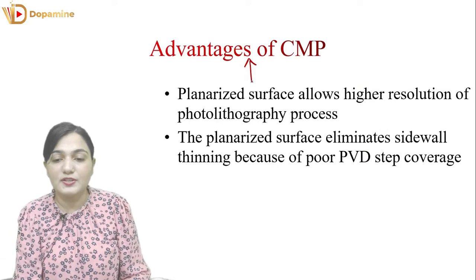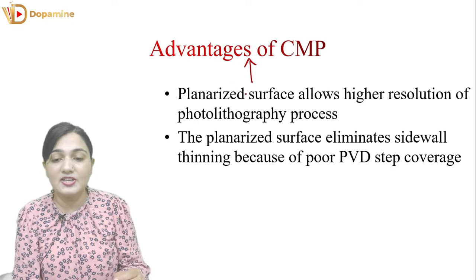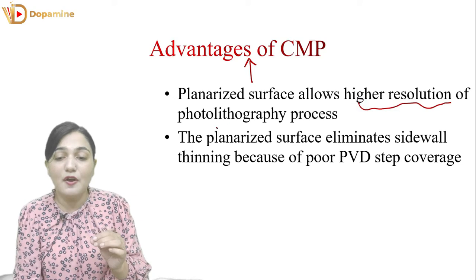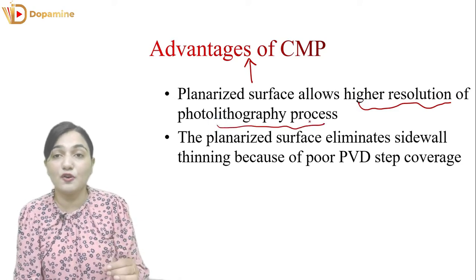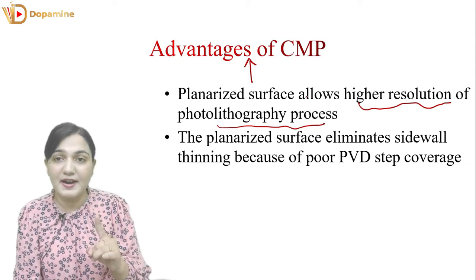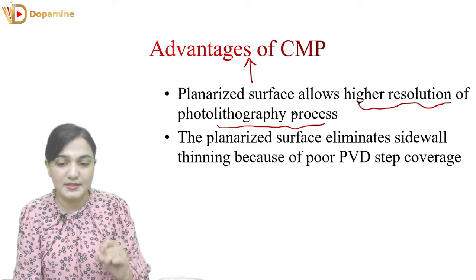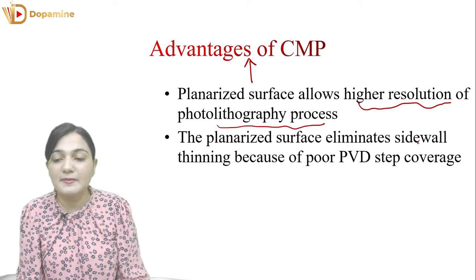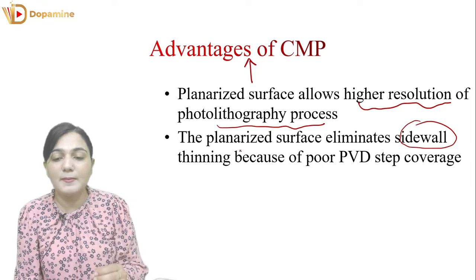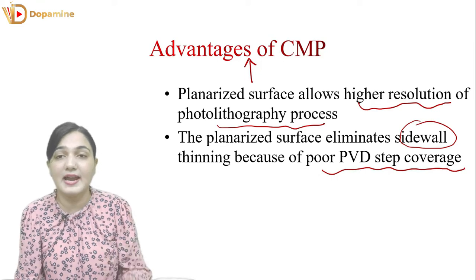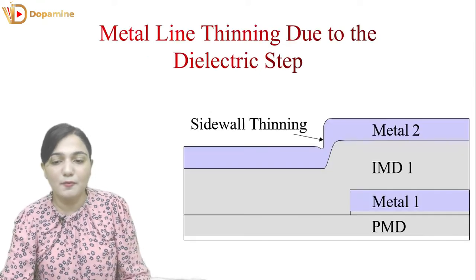Now coming to the advantages of CMP. The CMP is a planarization method which planarizes the surface and gives higher resolution for the photolithography process. So the photolithography process will give higher resolution on a planar surface. This is the first advantage of doing the planarization using the CMP. We will be getting better resolution. The planarized surface will also eliminate the side wall thinning. The side wall spacer problem which was there will be eliminated because of the planarized surface. Because of the poor CVD step coverage, the side wall spacer was formed, and we can remove this problem.